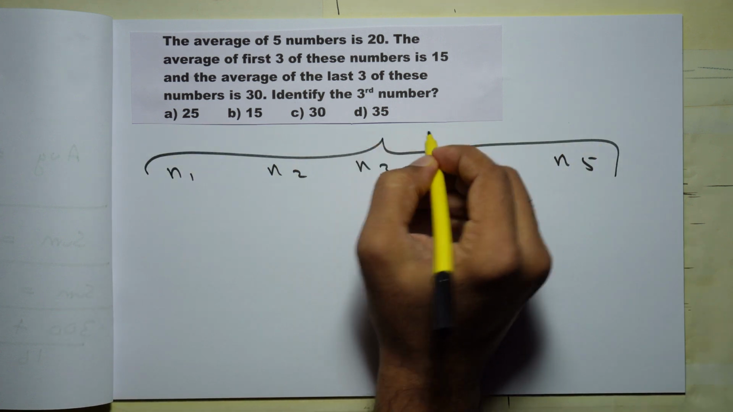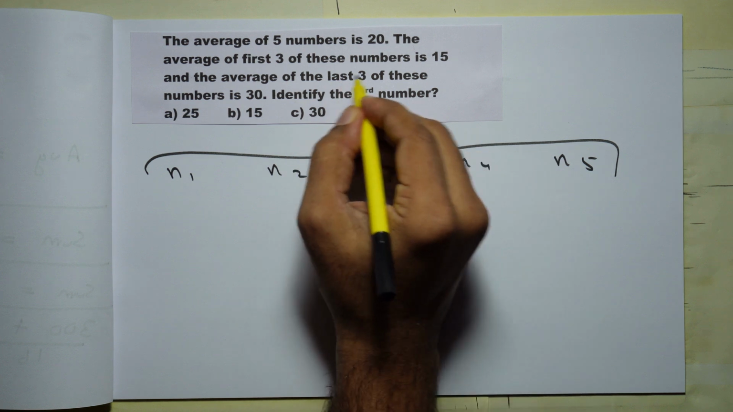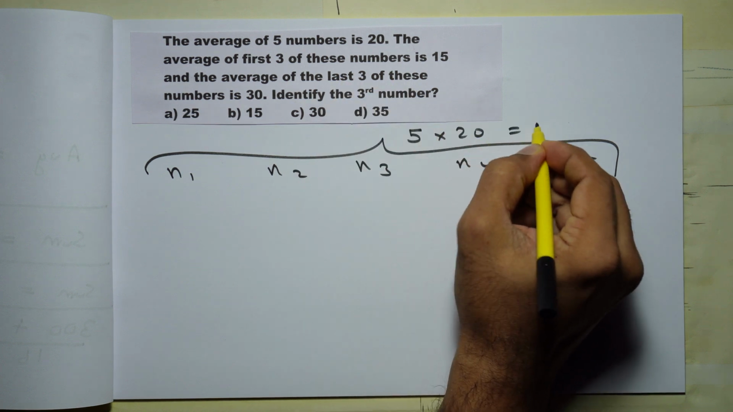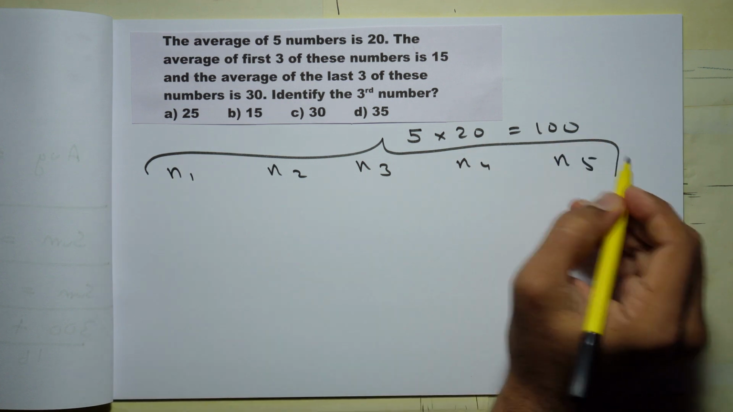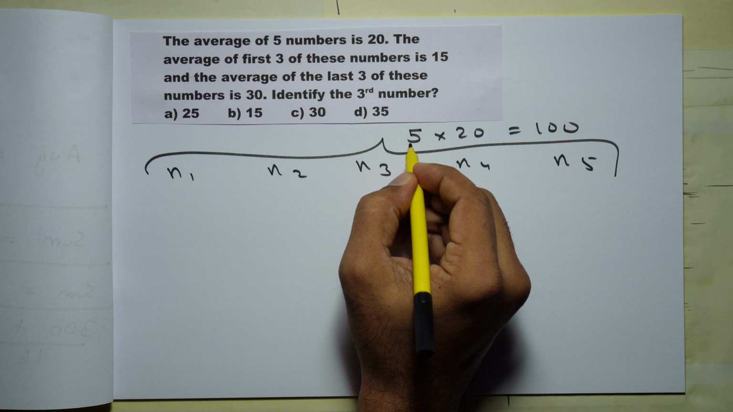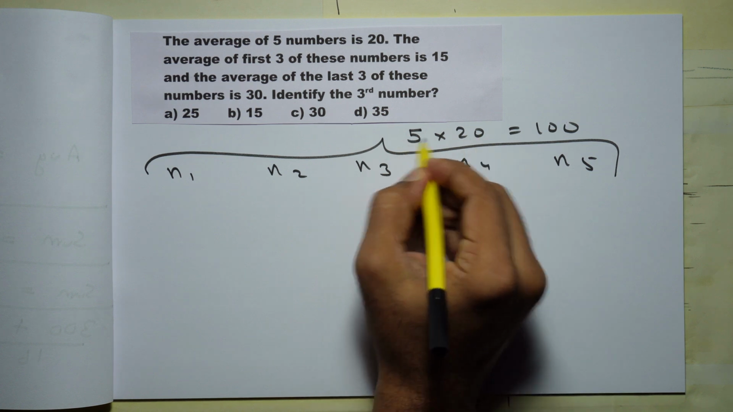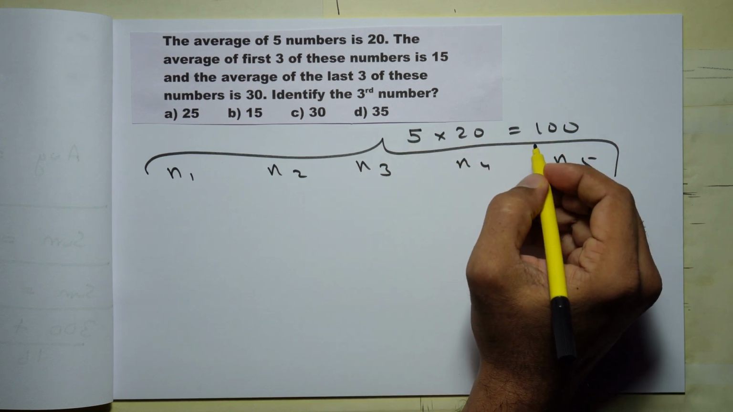So 5 numbers are there. 5 numbers into their average of 20, so their total sum is 100. If you add up all the 5 numbers, the total sum will be 100.